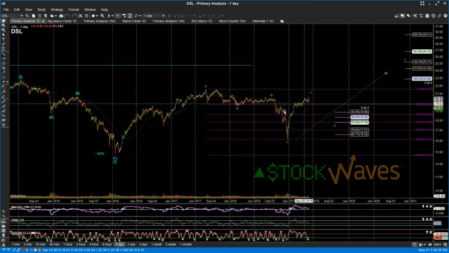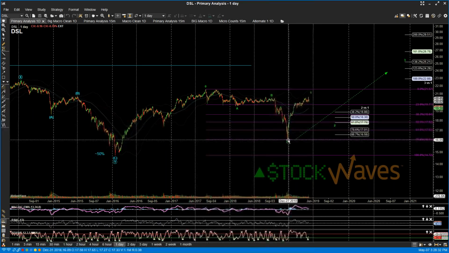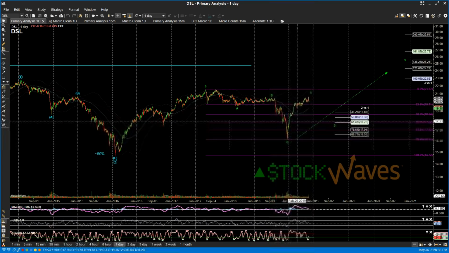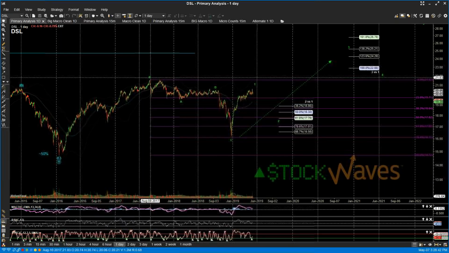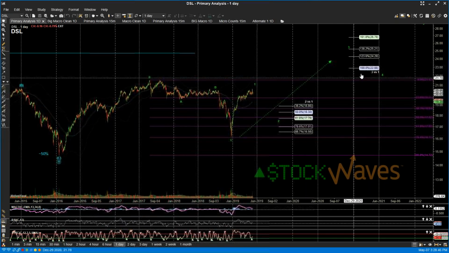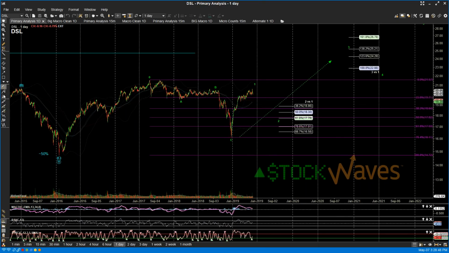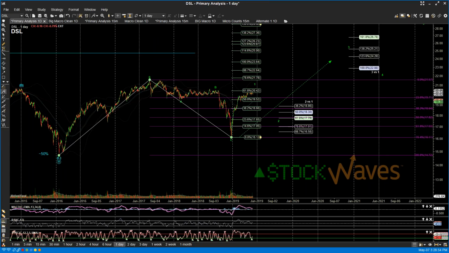But the more important structure here is that we have a clear ABC retrace to a 76.4% Fibonacci retrace, and then a very strong impulsive looking move off of that low. So I don't have the labels here as a wave 1 and a wave 2, but certainly filling out as though it were. And let's go ahead and add a Fibonacci extension.